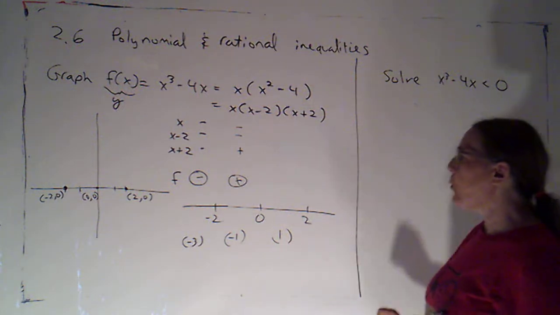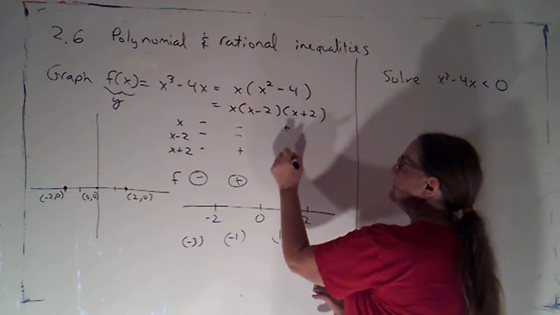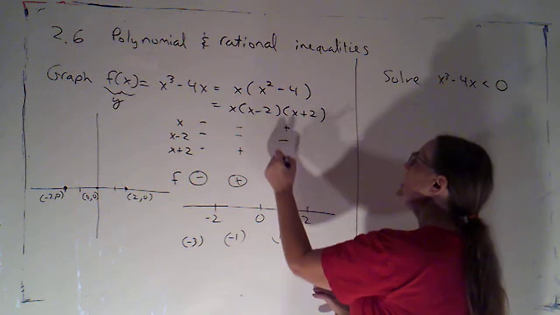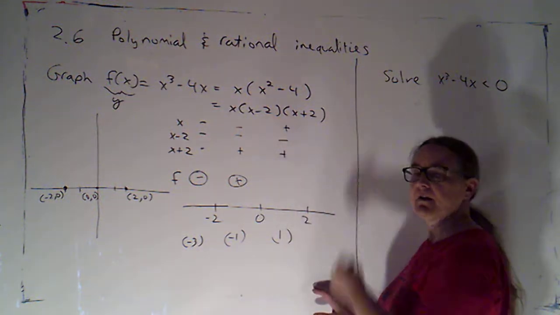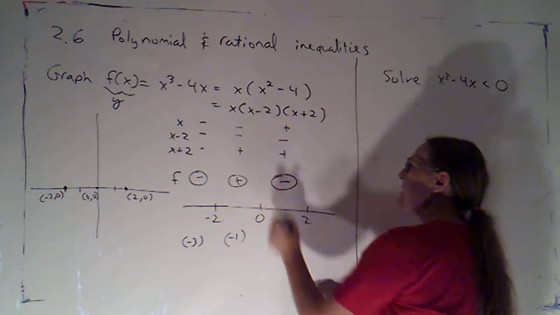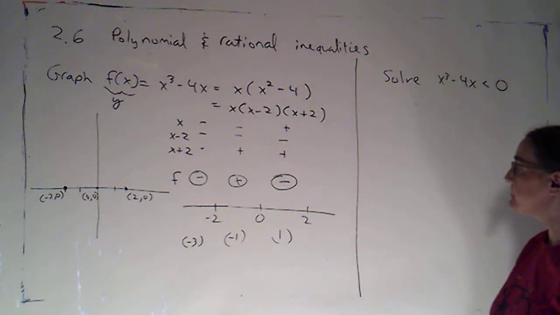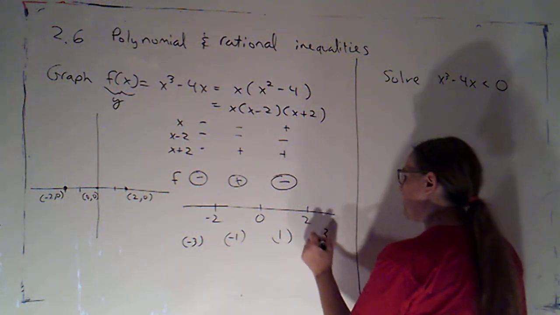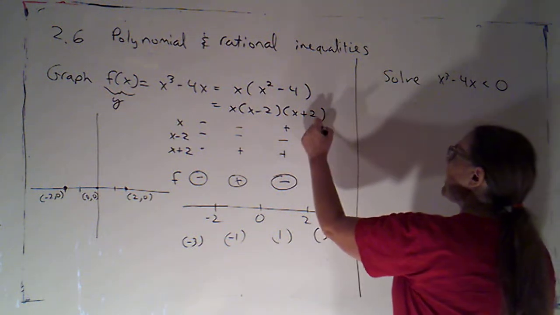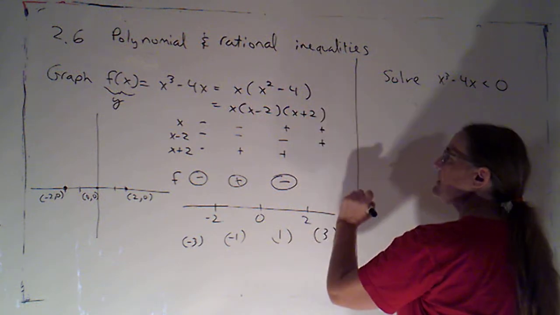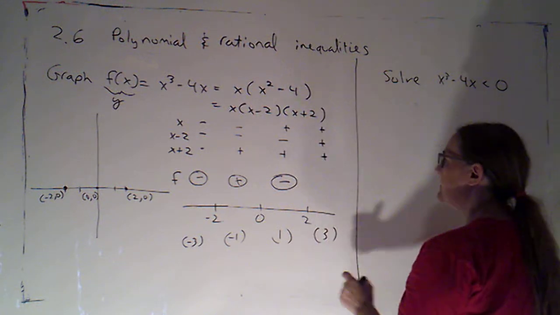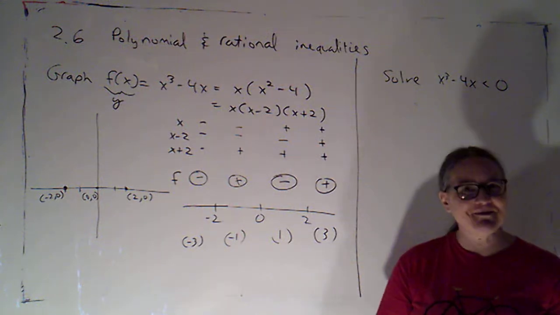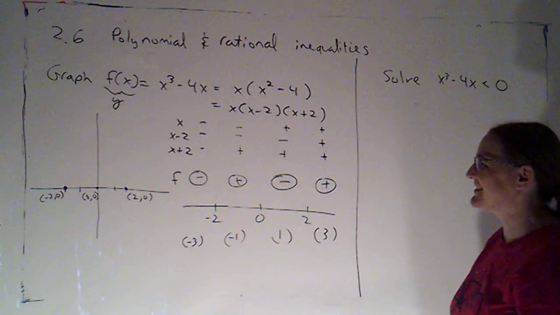If I plugged in 1, that's positive. 1 minus 2 is negative. 1 plus 2 is positive. Two positives and a negative make my function negative. To the right of 2, let's try 3. 3 is positive. 3 minus 2 is positive. 3 plus 2 is positive. The product of three positive factors is going to give me something positive.